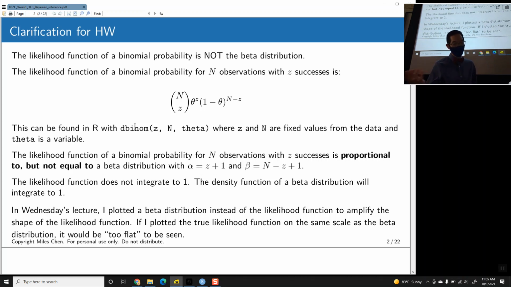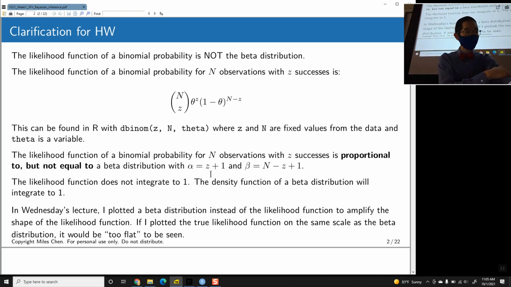And if we're talking about a beta distribution, the beta distribution will integrate to 1. But the likelihood function of some set of data, n observations, z successes, is proportional but not equal to a beta distribution with shape parameters alpha equal to z plus 1 and beta equal to n minus z plus 1. Likelihood functions don't integrate to 1, whereas a beta distribution will. The beta distribution has that constant up front.